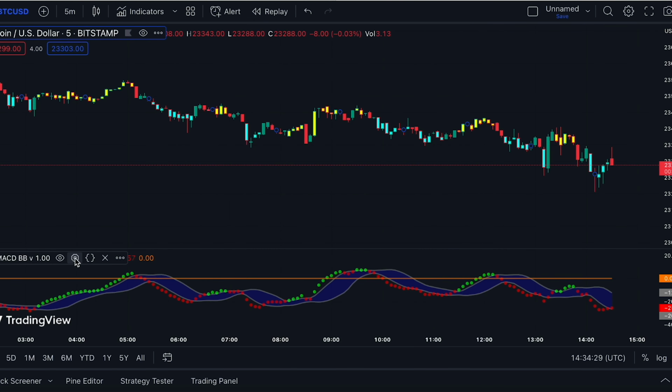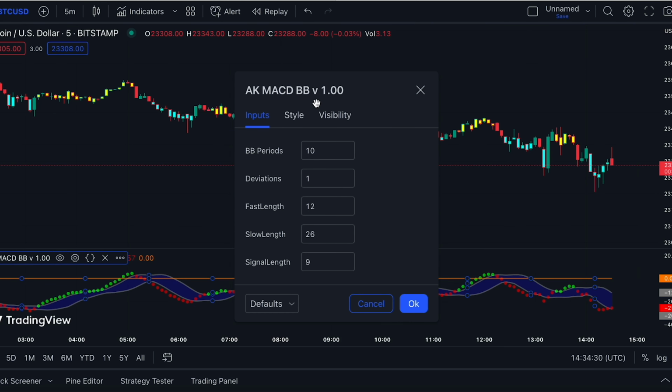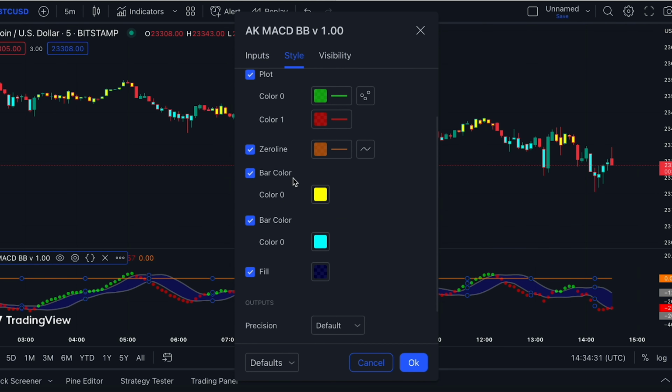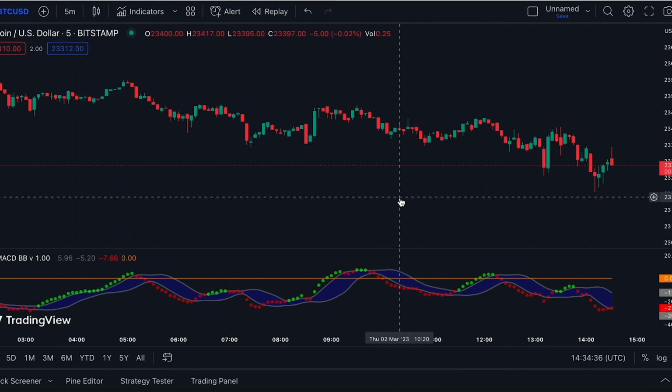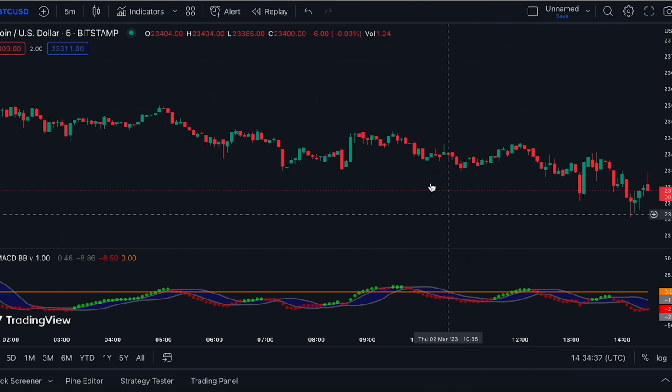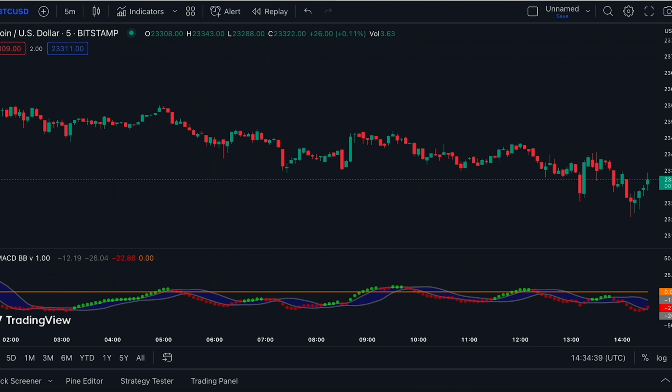Let's now adjust the indicator's parameters to make sure they are ideal for the strategy. Click on the Style option under the Indicator Settings tab. The checkbox for the bar hues will be unchecked. That was all there was to it. Let's now examine the indicator's potential applications.